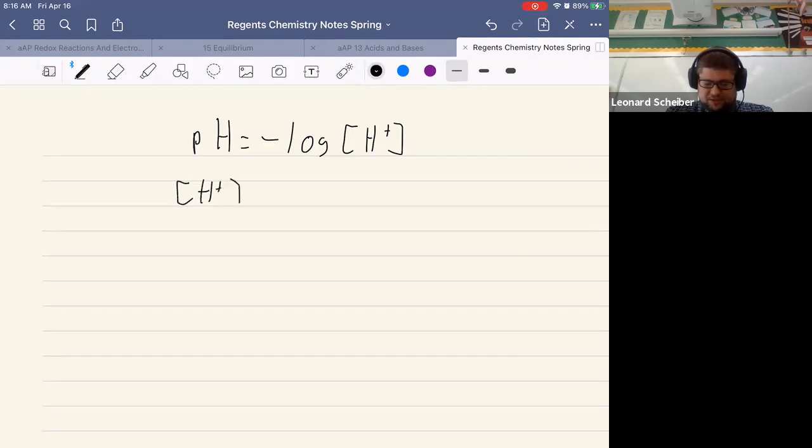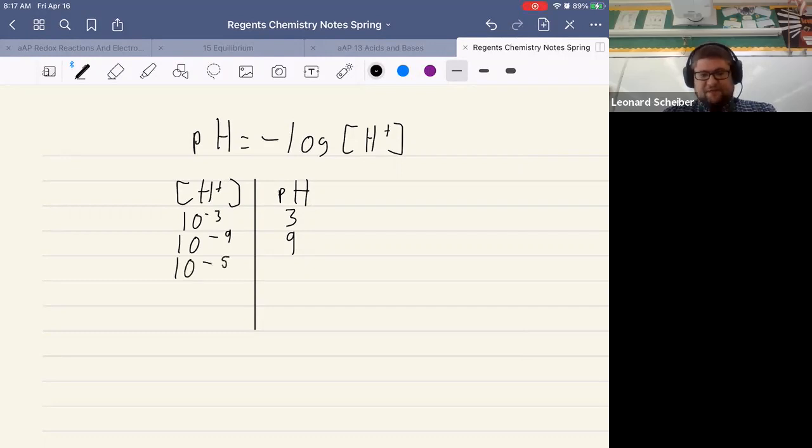Concentration of H plus, pH. All right. So let's say that we had a concentration of 10 to the minus 3. pH would be 3. Let's say we have a pH of 9. That's 10 to the minus 9. Let's say we have a concentration of 10 to the minus 5. That would be a pH of 5.